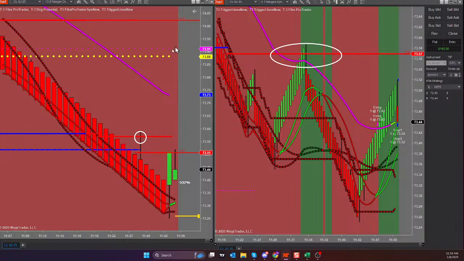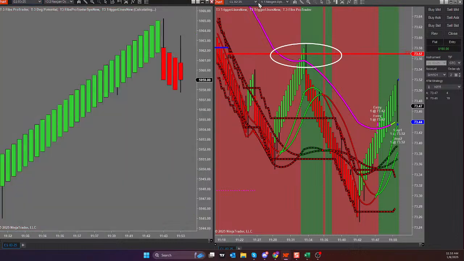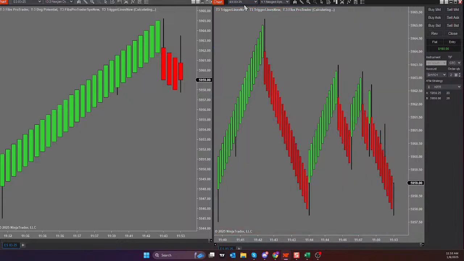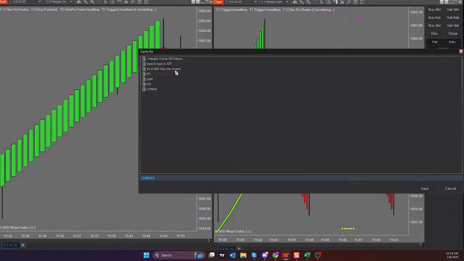Okay, so this is my crude oil, right? I've got 2 charts, Chris. I'm going to go to the drop-down menu, and I'm going to put it on ES. In my workspaces, it still thinks that this is a crude oil chart, even though I changed it to ES, because that's the name of it. So what I need to do is click Save As, and then I'll just save that as my ES chart. And I can't do it because obviously my ES is open.